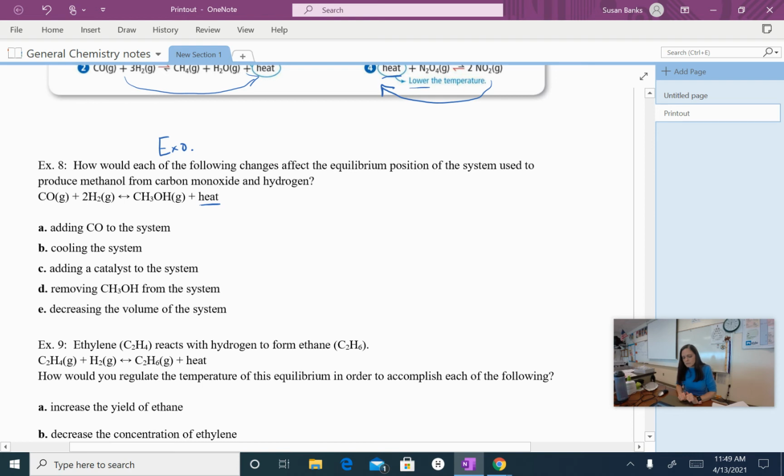Okay, I'm going to add carbon monoxide to the system. That is putting more weight on the reactant side, making that heavy. So to even it out, I need to make the same amount of weight on the product side, so I'm going to shift right. Okay, I'm going to shift right. Now, I want you to do the rest of these on your own and check back in a minute or two.